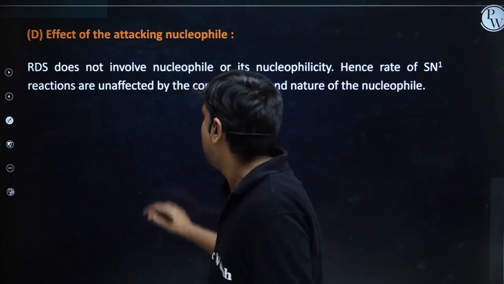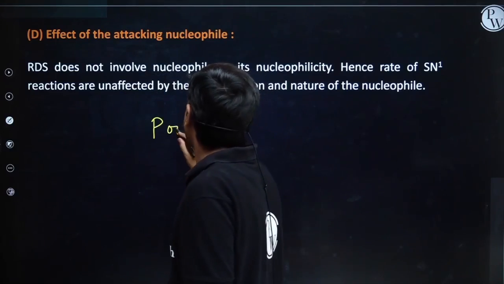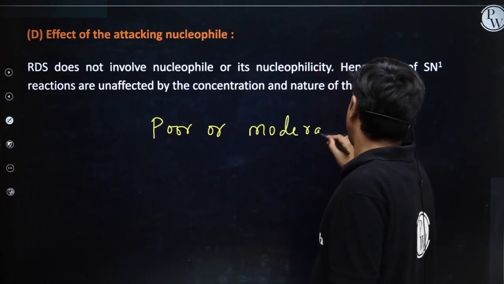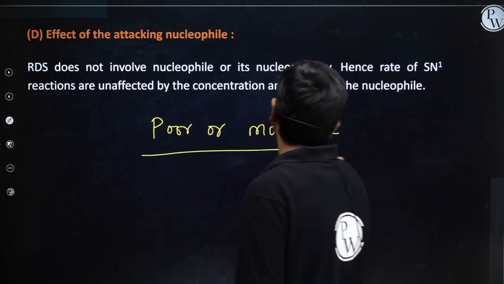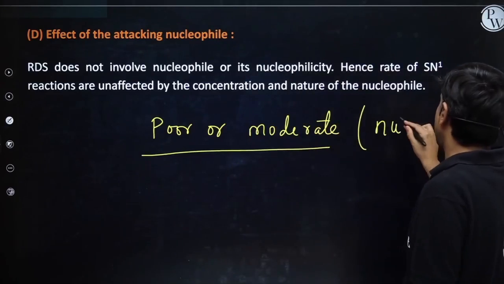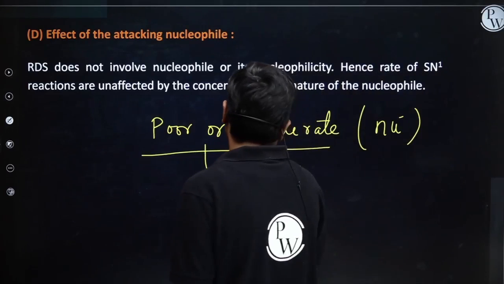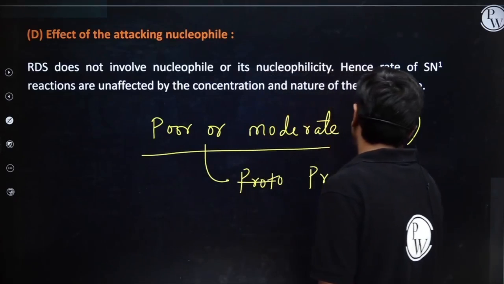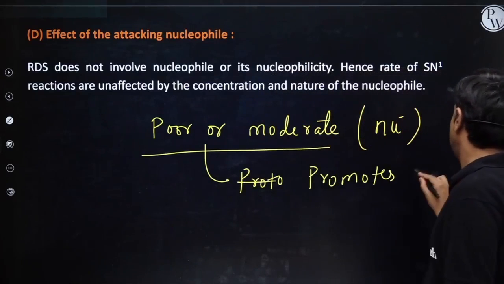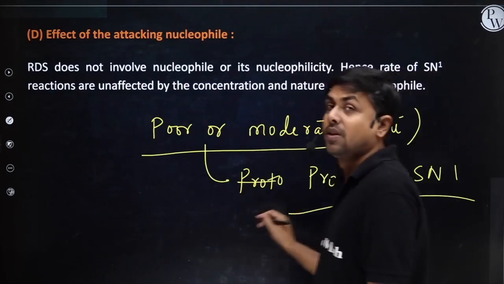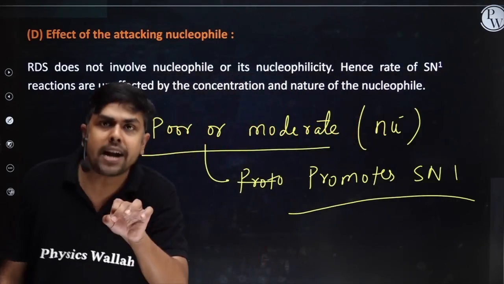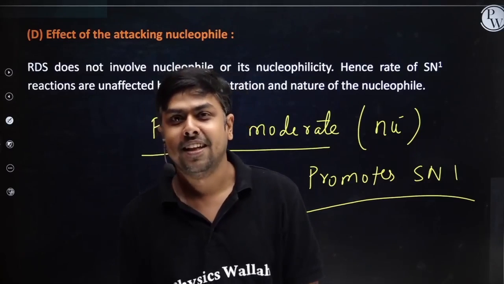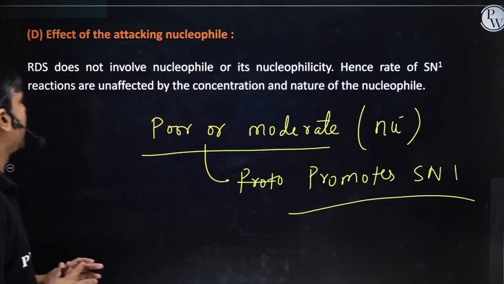In general, a poor or moderate type of nucleophile promotes the SN1 reaction. A poor or a moderate type of nucleophile will favor the SN1 reaction. Am I clear, students? Okay.